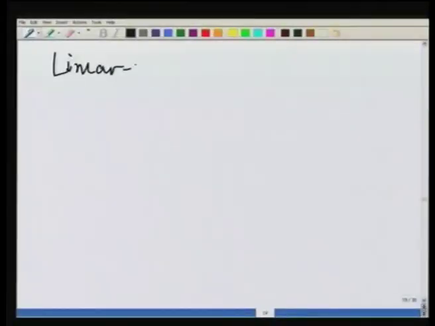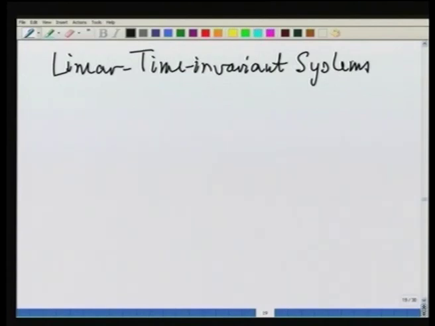Now move on to module 2, where we will speak of systems which are possessed of two very important properties, and properties which are very particularly valuable to us, namely linear, time invariant systems, briefly called LTI systems.